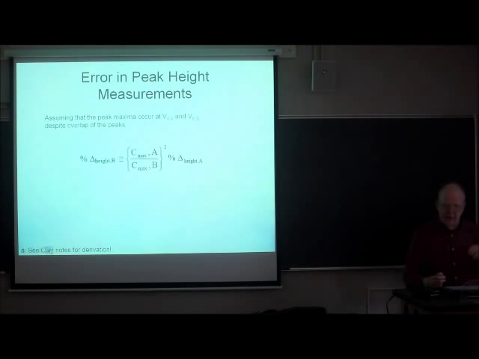Some algebra, which I've gone through in grim detail in my notes, comes up with the following formula relating the percent error by height in the B peak relative to the A peak. It is equal to the ratio of the true heights of the A peak relative to the B peak, squared. So if you make an error here, you have to multiply by the ratio of the true heights of the two peaks squared, and that will give you the error in the B peak.